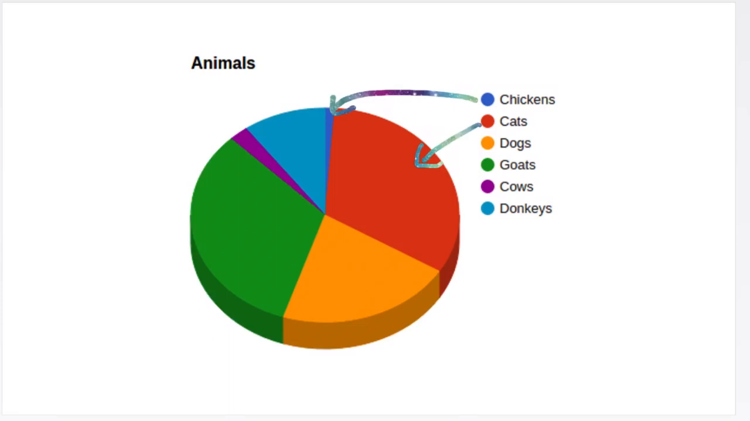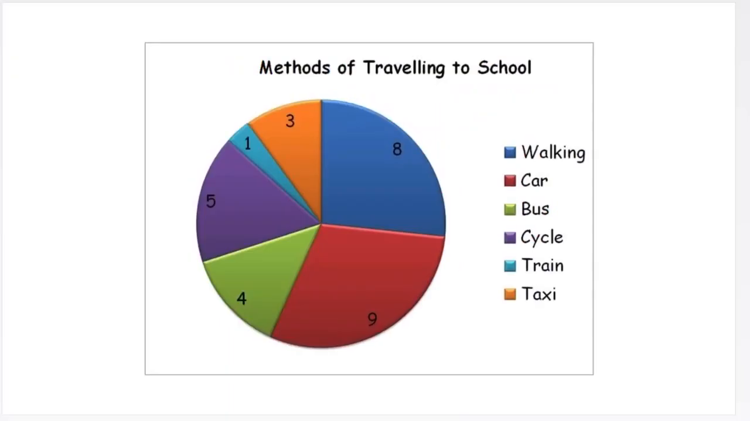Or we could ask a question, which animal were there more of, cows or dogs? And again, it's very quick. Once you use the key, you can answer that question. So this is an example of a pie chart without any numbers on it, because I just wanted to show you that you can quickly read data from this pie chart. But often pie charts will have numbers on them because we need to be precise.